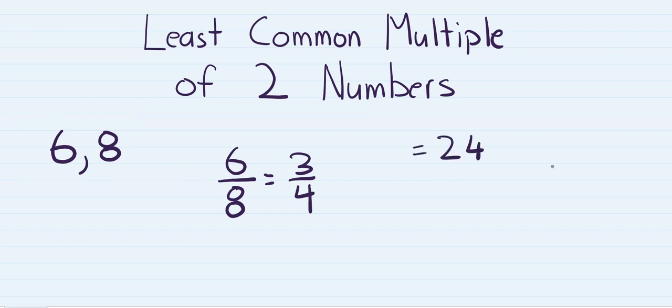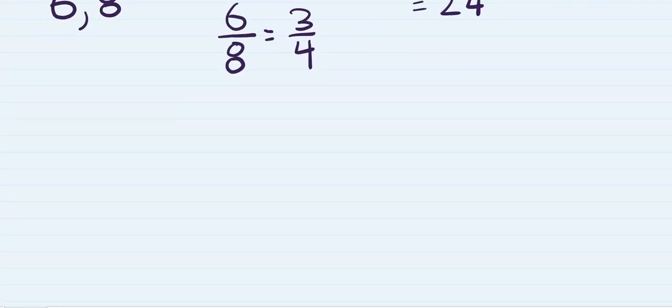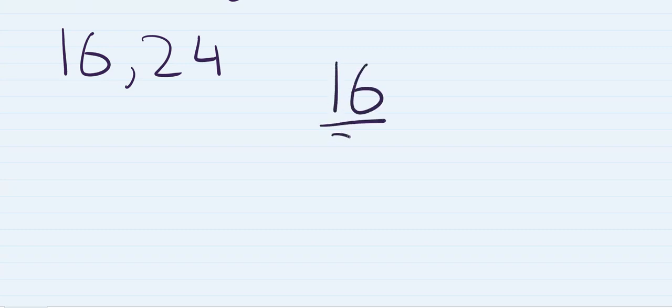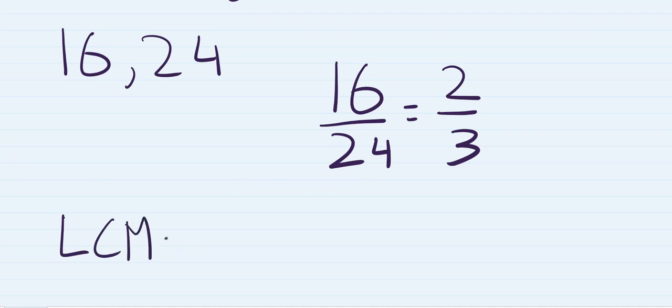Okay, let's do another example. Let's try 16 and 24. Find the least common multiple. So I'm going to write it as a fraction and reduce it. I can divide both sides by 8, so I just get 2/3. And then I can cross multiply this way or cross multiply this way. So the LCM equals 48. Okay? It's a pretty great method, isn't it?